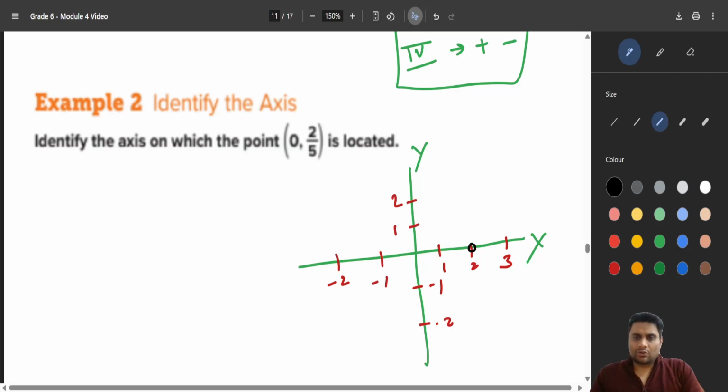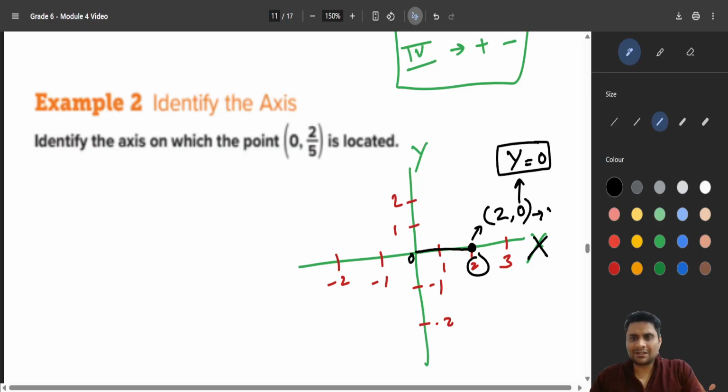Let's see. If I put a point on the x-axis, see, this is on the x-axis, right? What is the location of this point? In the x it is 2, correct? But in the y how much? In the y it is here 0, correct? So can you notice something here? Whenever the y coordinate is 0, yani that point is where? That point is on the x-axis. Yani this point is on the x-axis, right?